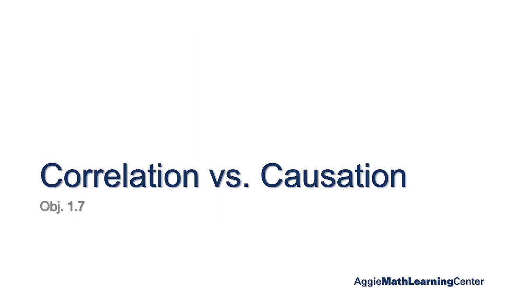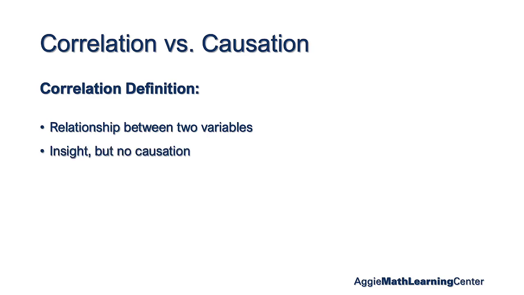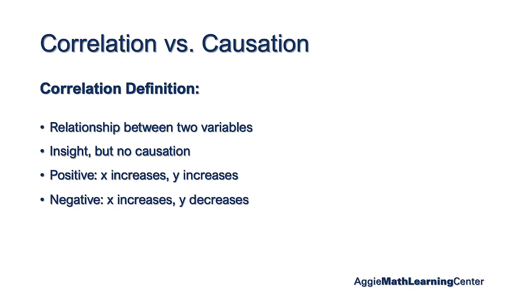Speaking of which, let's now turn our attention towards understanding the differences between correlation and causation as they relate to studies and experiments. Correlation is a term which refers to a relationship between two variables, as revealed through a study or experiment. Correlations can reveal insights about how one variable may be related to another, but no definite conclusions can be derived from correlations. Correlations can be positive or negative, which indicates how the x and y variables respond to each other. In a positive correlation, as the x variable increases, the y variable also increases. In a negative correlation, as the x variable increases, the y variable decreases.